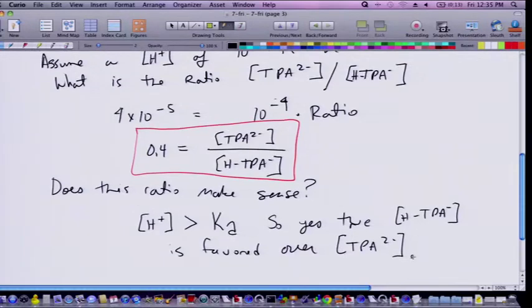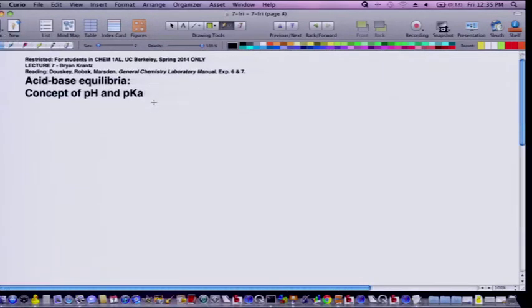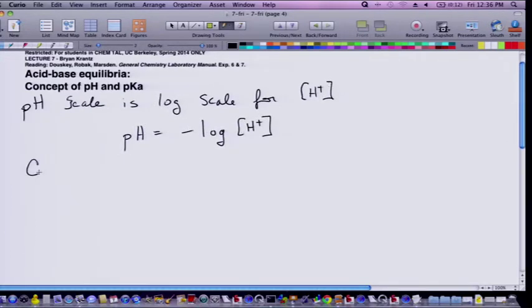We'll get to ways of doing this more easily in a minute, but that's acid-base equilibrium in a nutshell. People don't really like to think in scientific notation, as I just fumbled around with it there for the proton concentration. Instead, we've devised the pH scale, where p means power, and the pH scale is a log scale for the proton concentration. The definition is that pH is equal to minus the log of the proton concentration. It's a very convenient and much more succinct way of reporting H plus.